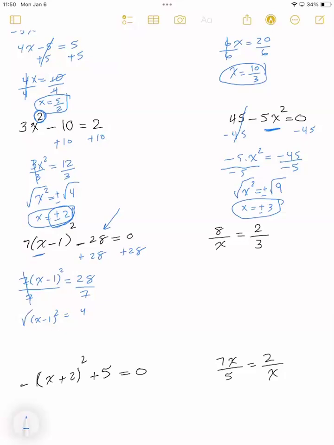Get rid of the exponent. With radical to get rid of the exponent, the number side gets positive negative. The radical and the 2 drop, you get x minus 1. I got rid of the parentheses at this point. Positive negative 2.